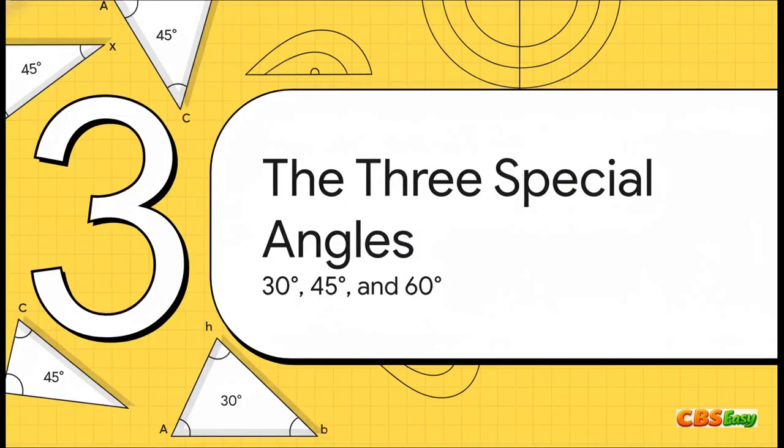All right, we've got the language down. Now let's actually use it. The great thing about your exams is that you won't be asked about random angles like 27.3 degrees. No, you'll see the same special angles again and again, 30, 45, and 60 degrees.